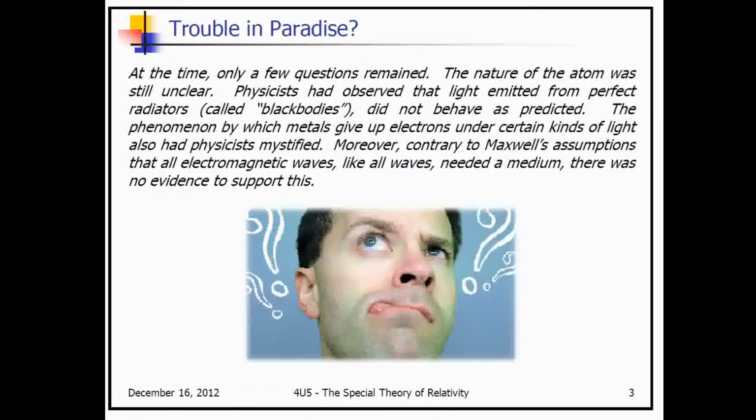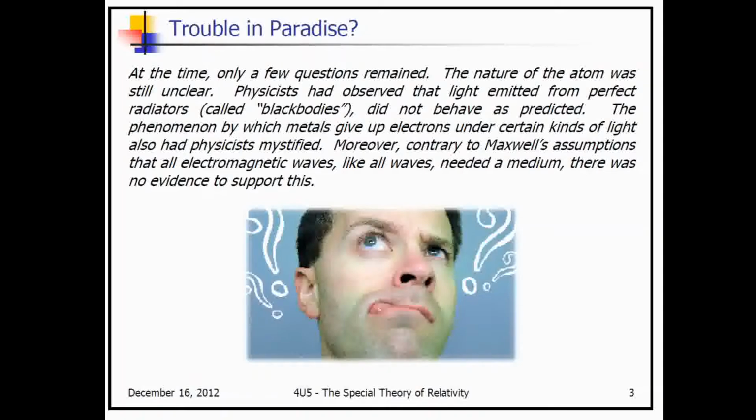Actually, this was a little bit before they had the idea that electromagnetic waves can self-propagate. It was also the idea of light being emitted from black bodies was unclear as well, and we'll get into that a bit later. And another thing we'll get into later in the second part of this unit, the phenomena by which metals gave up certain electrons.